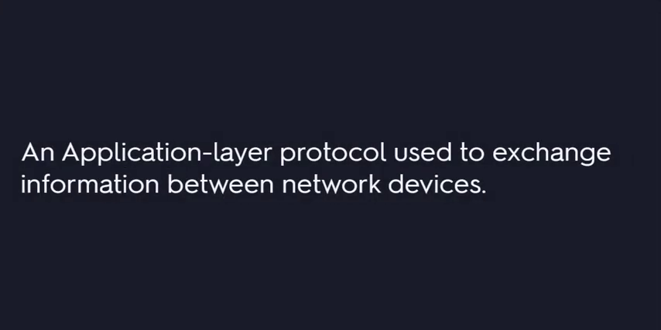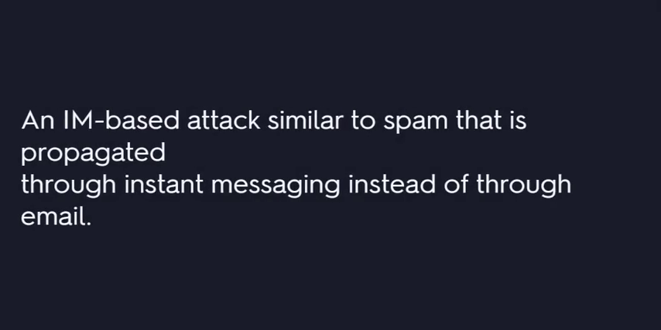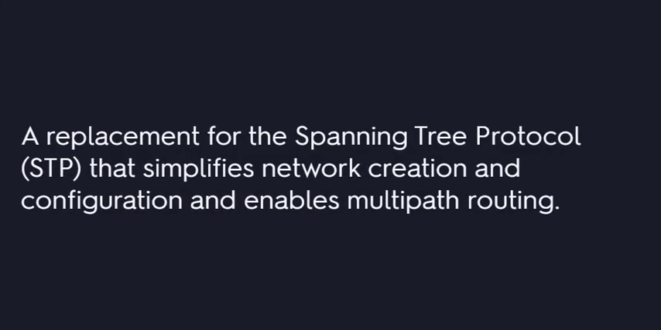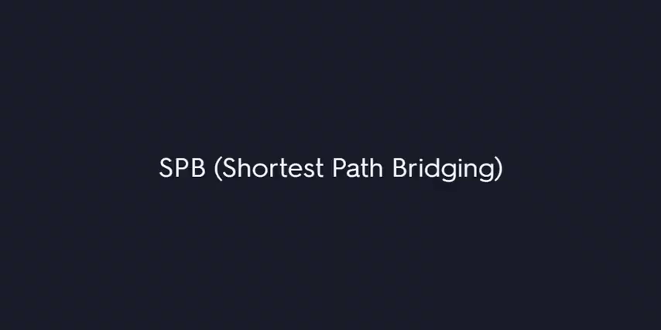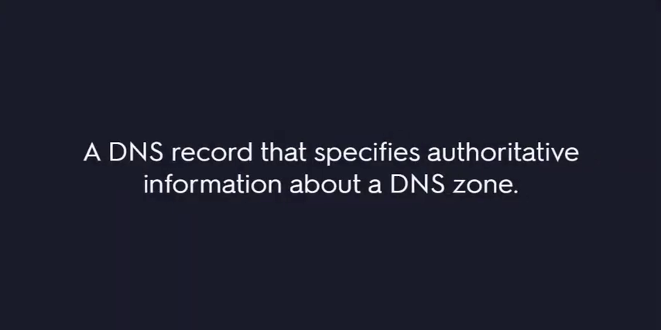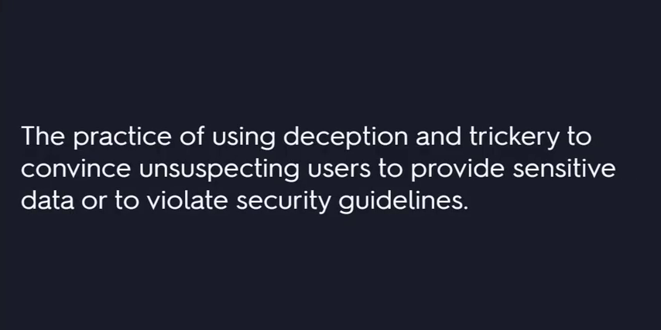SNIPS. An application layer protocol used to exchange information between network devices. SNMP. An IM-based attack similar to spam that is propagated through instant messaging instead of through email. SPIM. A replacement for the spanning tree protocol that simplifies network creation and configuration and enables multipath routing. SPB. A DNS record that specifies authoritative information about a DNS zone. SOA. The practice of using deception and trickery to convince unsuspecting users to provide sensitive data or to violate security guidelines.